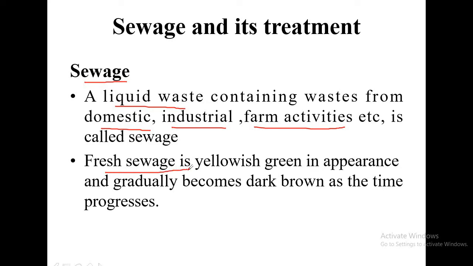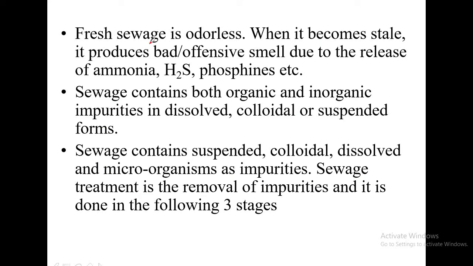Fresh sewage, that is just produced sewage, is yellowish green in appearance, and gradually the color changes from yellowish green to dark brown with time. Now fresh sewage doesn't have any odor, it is odorless, but when it is left as such for some time it becomes stale and starts producing a bad or offensive smell due to the release of obnoxious gases such as ammonia, hydrogen sulfide, phosphine, etc.